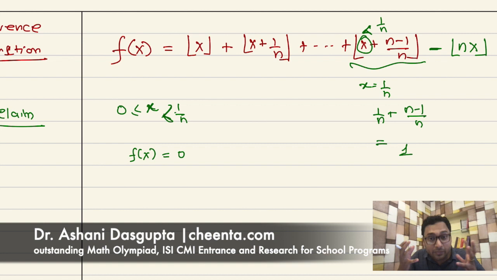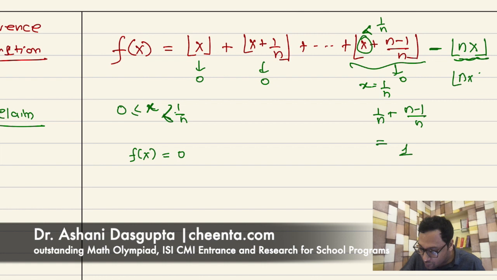If this one will be 0, this one will be 0, this one will be 0, all of them will be 0. So the sum will be 0. And here, since x is less than 1 over n, therefore it will be n times 1 over n minus some theta, let's say some number.